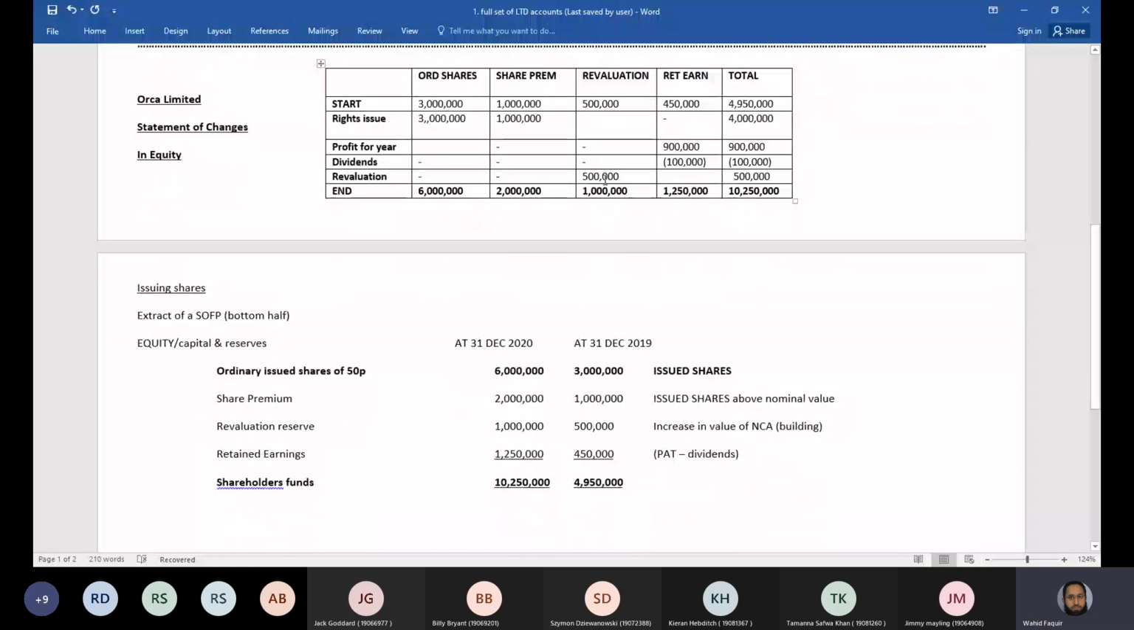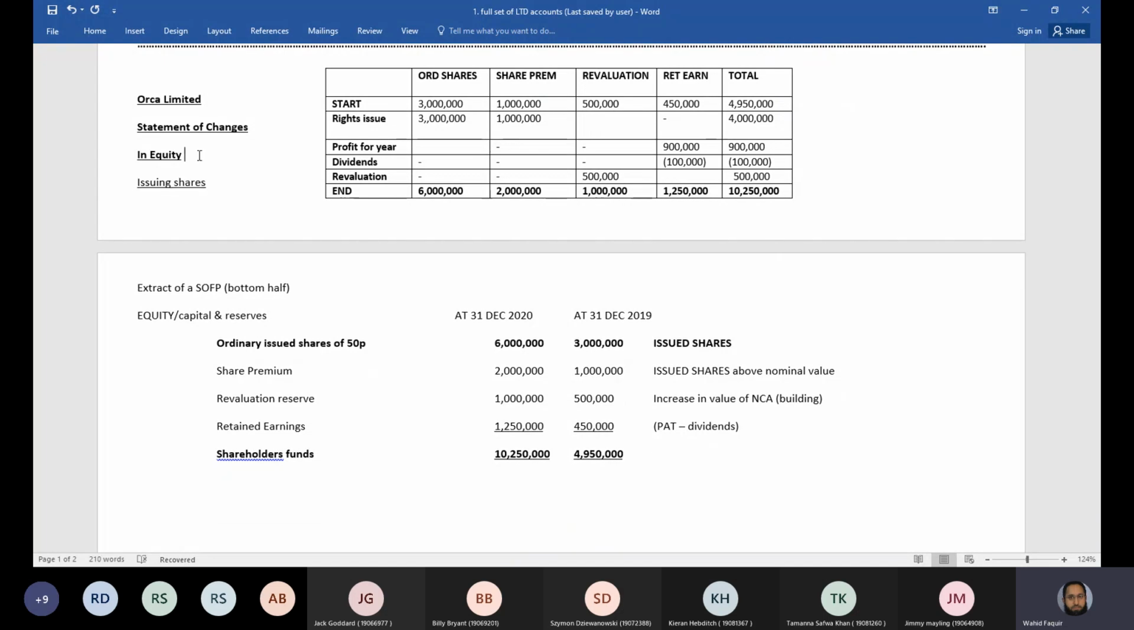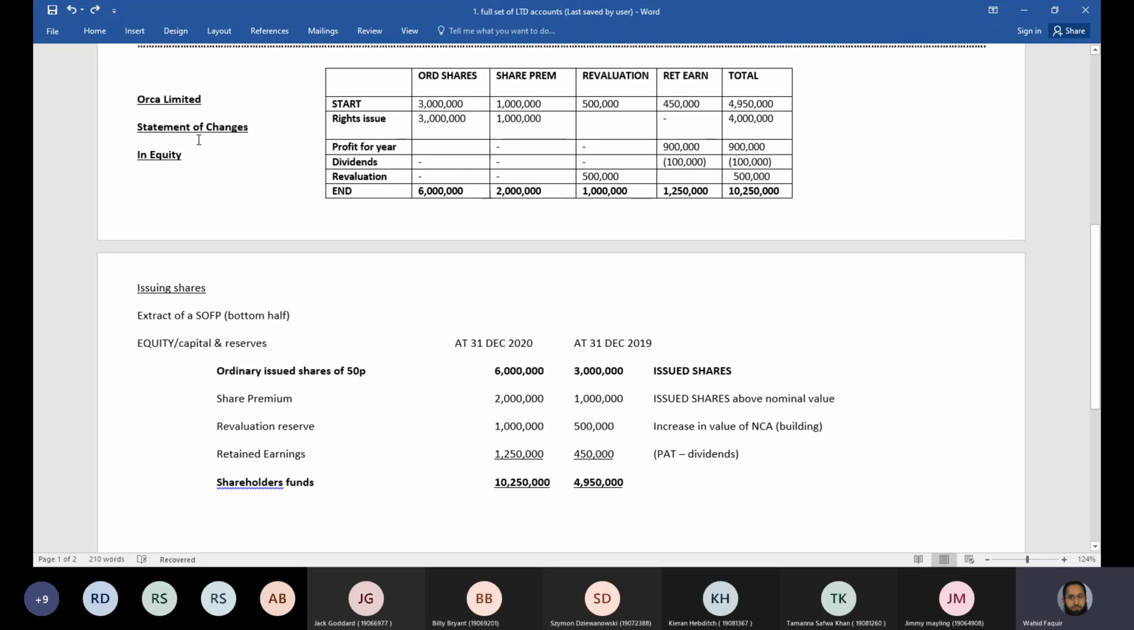Now, this is the format. It's called a SOCI table. Now, don't use that term with the examiners, SOCI table. It's just the way we say it, just for short. It's a SOCI table because, of course, statement of changes in equity. So this is a part of the financial accounts. It's not just the income statement and the statement of financial position. It is also the SOCI table that you'll be required to do. What is a SOCI table? It is simply a summary of the bottom half of the statement of financial position.